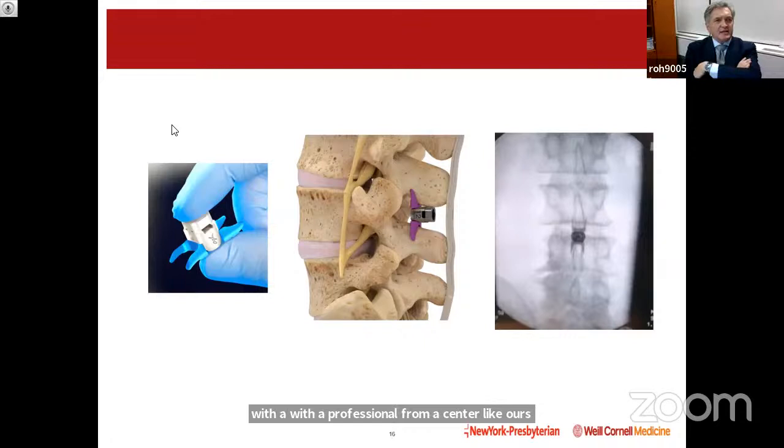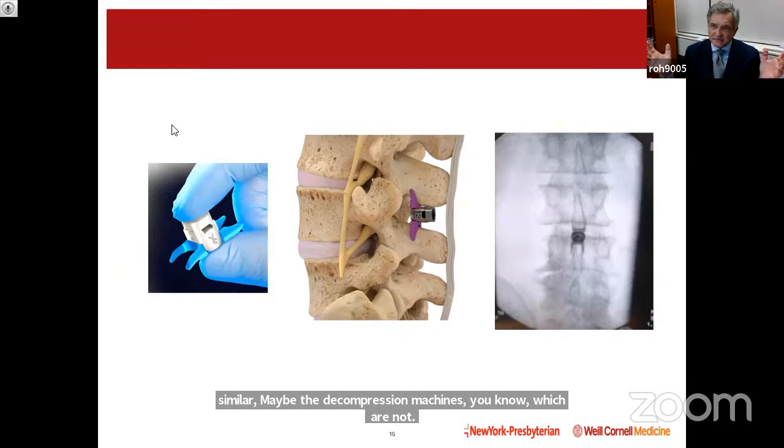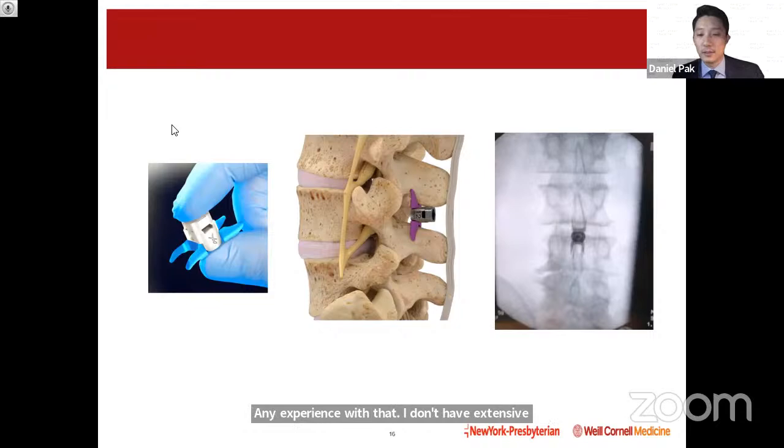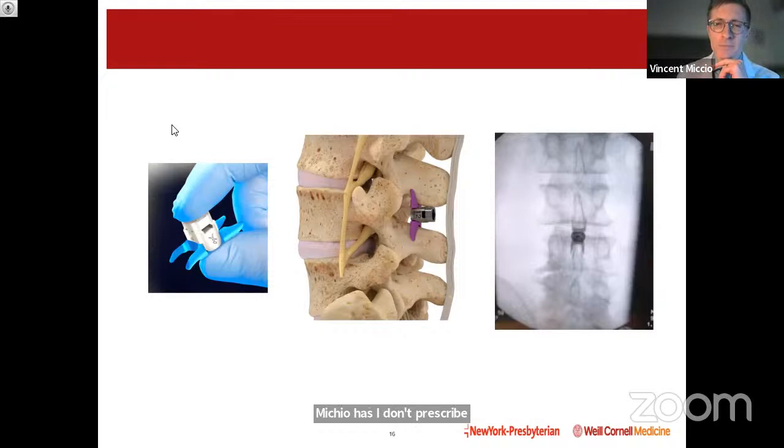Dr. Peck here, there are some questions about, and this is somewhat similar maybe, the decompression machines, which are not a surgical intervention, but the idea is also to achieve decompression of the spine. Do you guys ever use those in your patients? Any experience with that? I don't have extensive experience with it. I'd be curious if Dr. Michio has. I don't prescribe it to my patients explicitly. Anecdotally, I've had some patients who have explored that on their own and had some symptomatic relief with it.